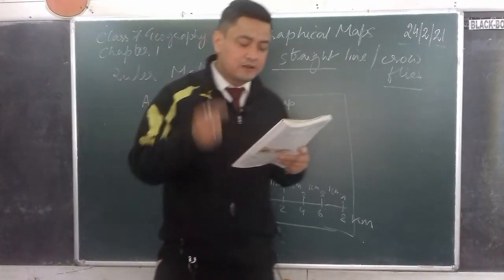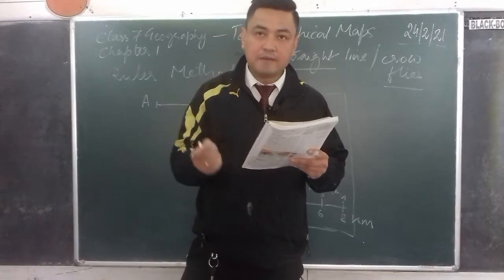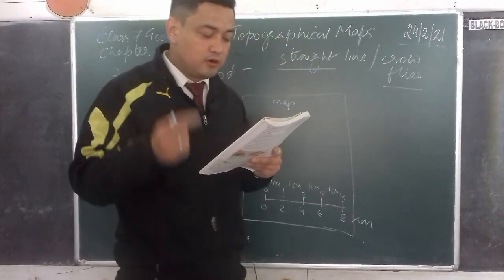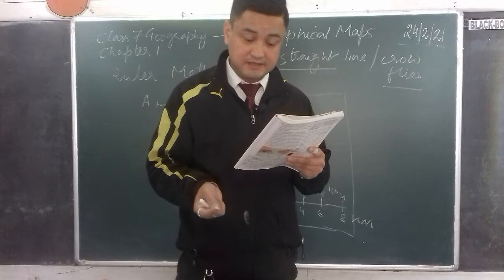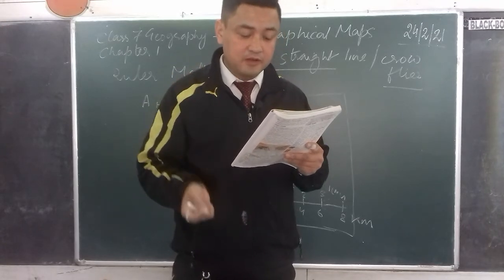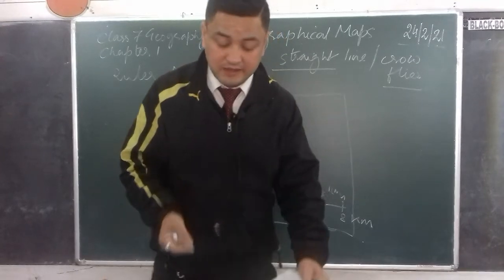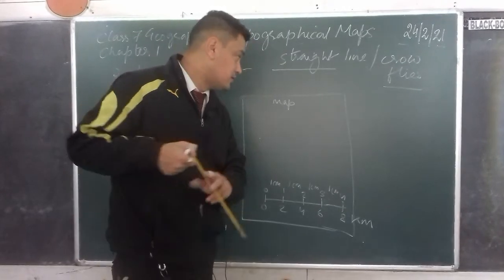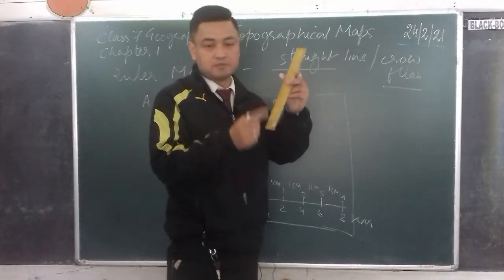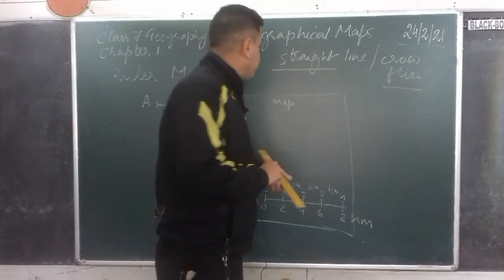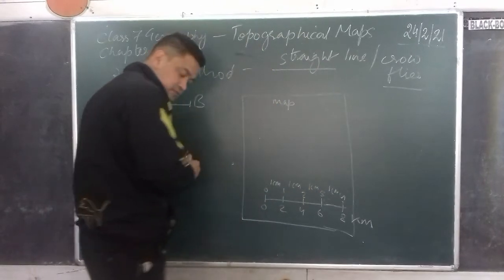If you want to find the distance between two points on the map, then place a ruler, join the two points and measure the distance. Then using the scale of the given map, the actual ground distance can easily be calculated. Let's take for example, I don't have a big ruler, it is a small ruler.